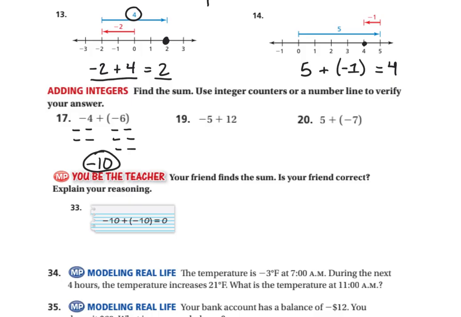For the next one, I'm going to use integer counters again. 1, 2, 3, 4, 5, and then 1, 2, 3, 4, 5, 6, 7, 8, 9, 10, 11, and 12. This time I can cancel things out, right? Anytime I have a plus and a minus, they cancel each other out. So I can do 1, 2, 3, 4, and 5, leaving me with 1, 2, 3, 4, 5, 6, 7 positives, meaning my answer is +7.